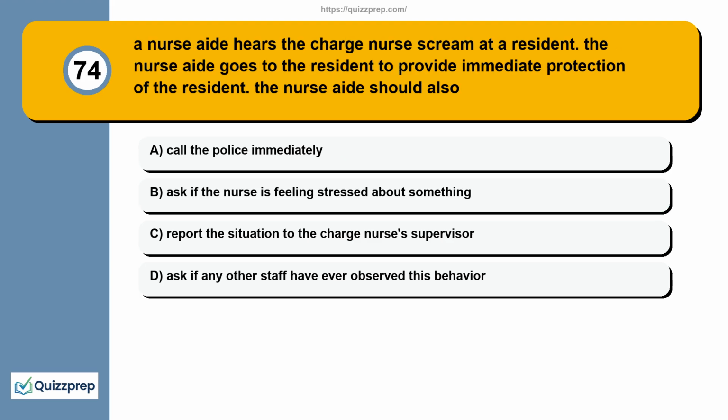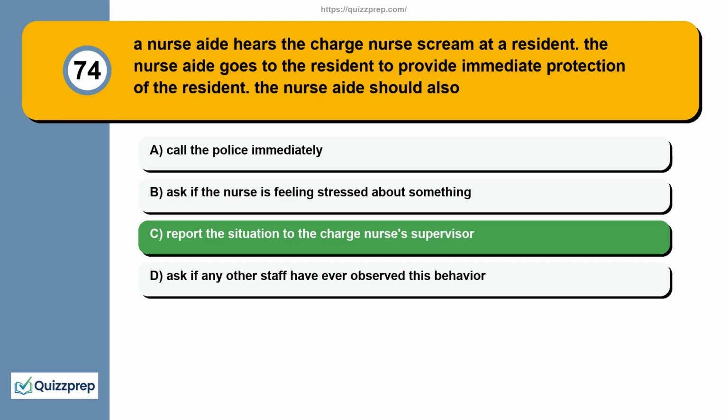Question 74. A nurse aide hears the charge nurse scream at a resident. The nurse aide goes to the resident to provide immediate protection of the resident. The nurse aide should also, option A, call the police immediately. Option B, ask if the nurse is feeling stressed about something. Option C, report the situation to the charge nurse's supervisor. Option D, ask if any other staff have ever observed this behavior. The correct answer is option C, report the situation to the charge nurse's supervisor.